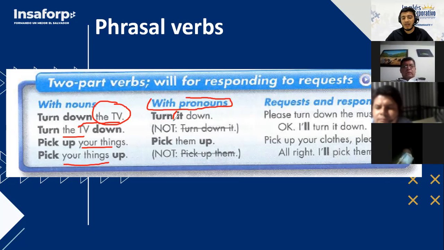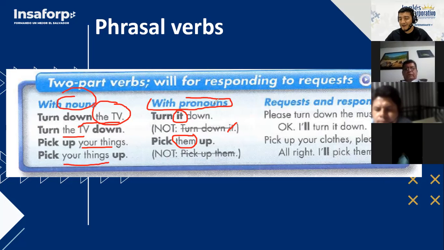For example, it is un pronoun, remember? Turn down. No puedo decir turn down it. But I can put it there in the middle. Recuerden, con los nombres lo puedo poner al final o en medio. Pero con pronombres, never, you can never put it at the end. Only in the middle. ¿Estamos claros ahí? Okay, good.